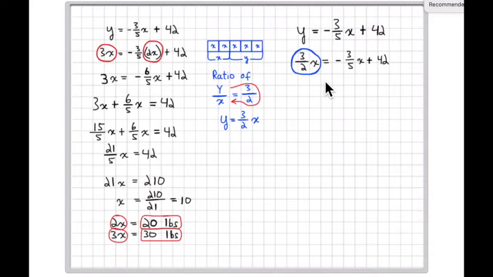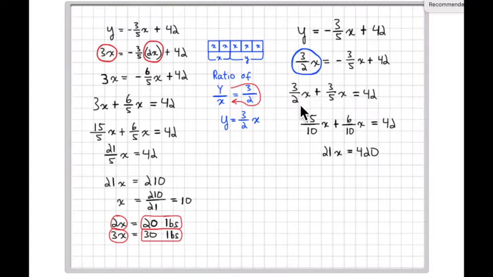So let's use that on this side. So y is equal to 3/2 x. So I can replace y with 3/2 x, a little bit different than what we did over here, and that equals a negative 3/5 x plus 42. So now I'm going to add that negative 3/5 x to both sides. So that's the additive inverse. I'm making this 0, and I'm adding 3/5 x to the left side.